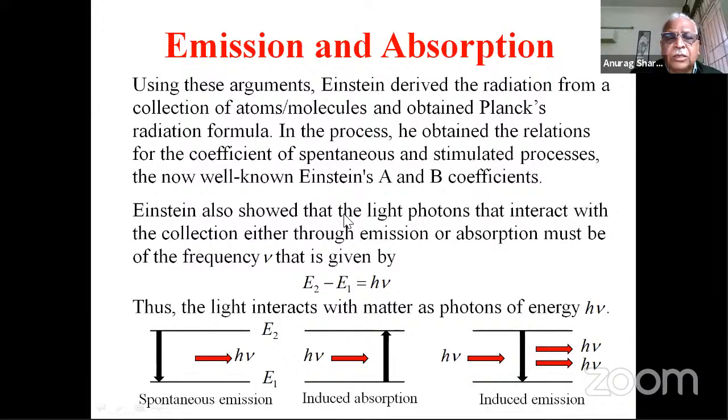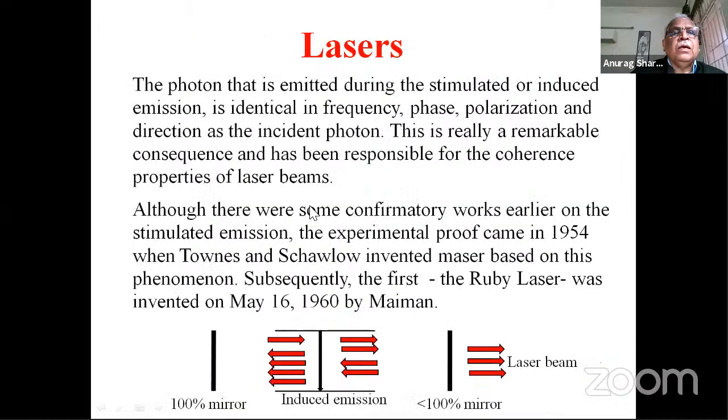Einstein also showed in this process that the light photons that interact with the collection of atoms or molecules, either through emission or absorption, must be of frequency nu, such that the photon energy h nu is E2 minus E1. So it should exactly match, only then will it interact. And the light interacts with matter as photons of energy h nu. Finally, the photon that is emitted during the stimulated or induced emission is identical in frequency, phase, polarization, and direction as the incident photon. This is really a remarkable consequence and has been responsible for the coherence properties of laser beams. But for this, the lasers which are coming out would not be coherent.